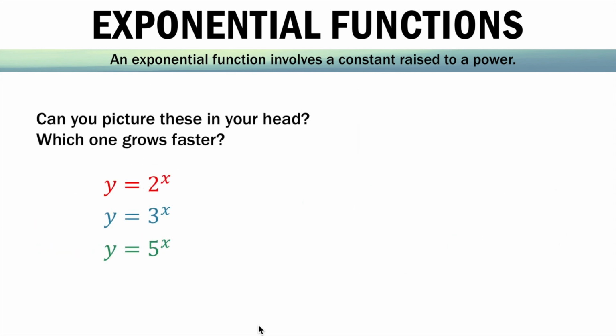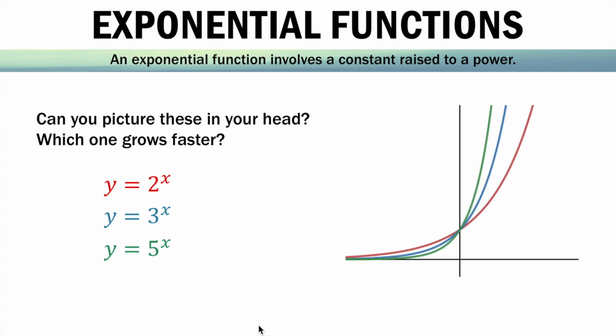Now, can you picture these in your head? Y equals 2 to the x, y equals 3 to the x, y equals 5 to the x. We just covered what an exponential function looks like, right? It goes whoop, sort of like that. Now, which one of those, 2 to the x, 3 to the x, or 5 to the x, which one of those grows the fastest? If you look at this graph, you'll notice that as the constants get bigger, the graph grows faster, doesn't it?